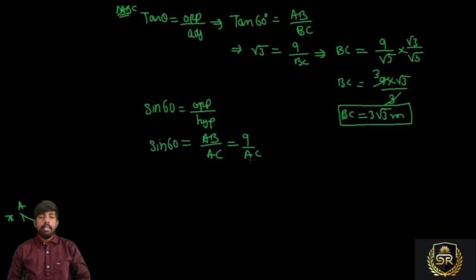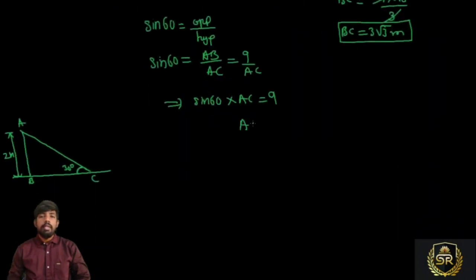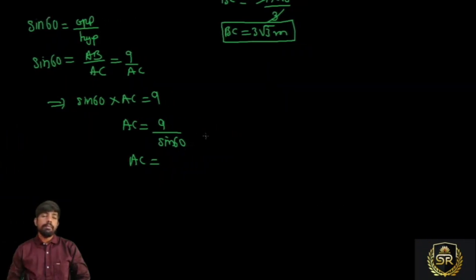Now we have AC, send it to the left hand side. What you will get? Sine 60 into AC is equal to 9. And from here AC is equal to 9 divided by sine 60. 9 by sine 60 is what? Root 3 by 2. 2 comes here. So 9 into 2 by root 3.